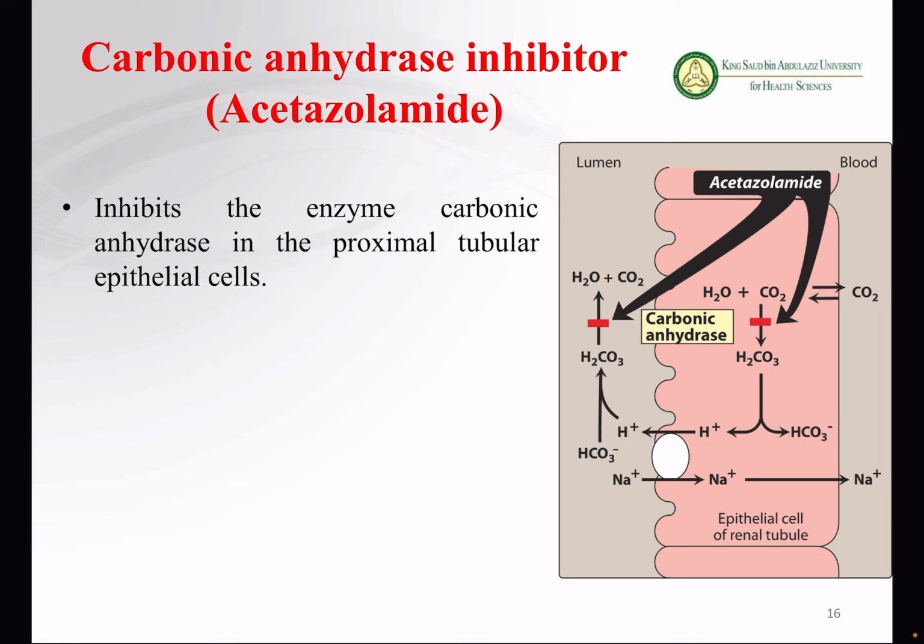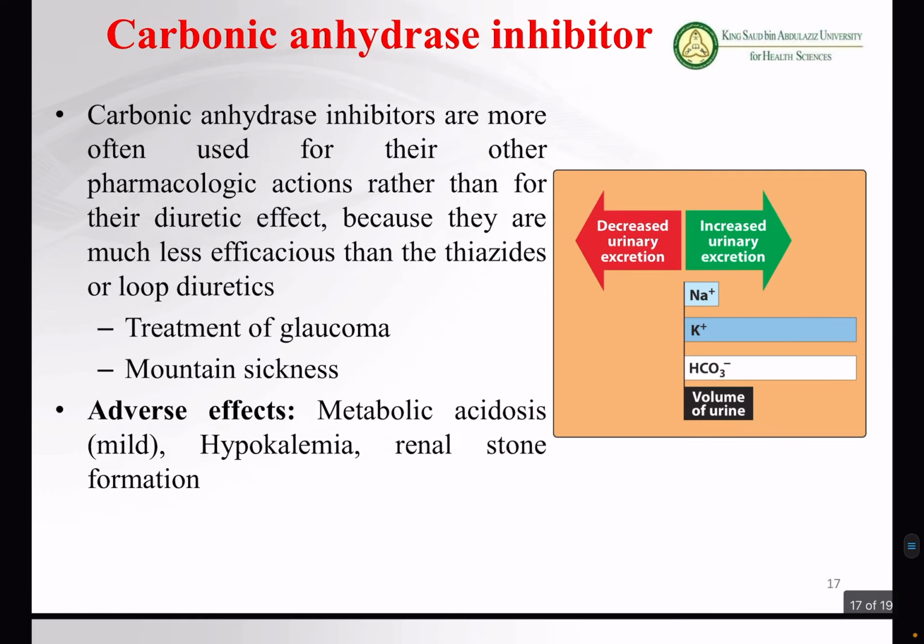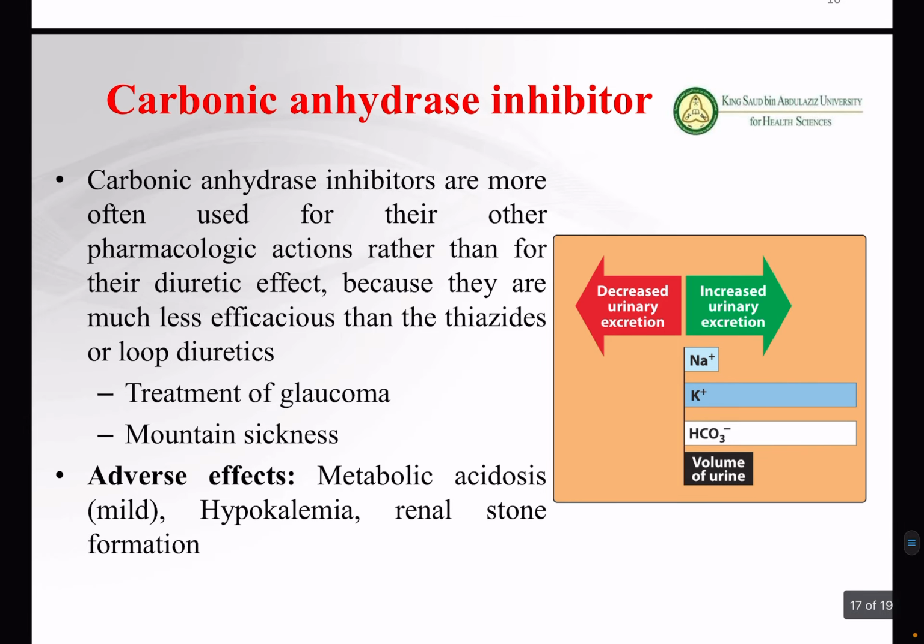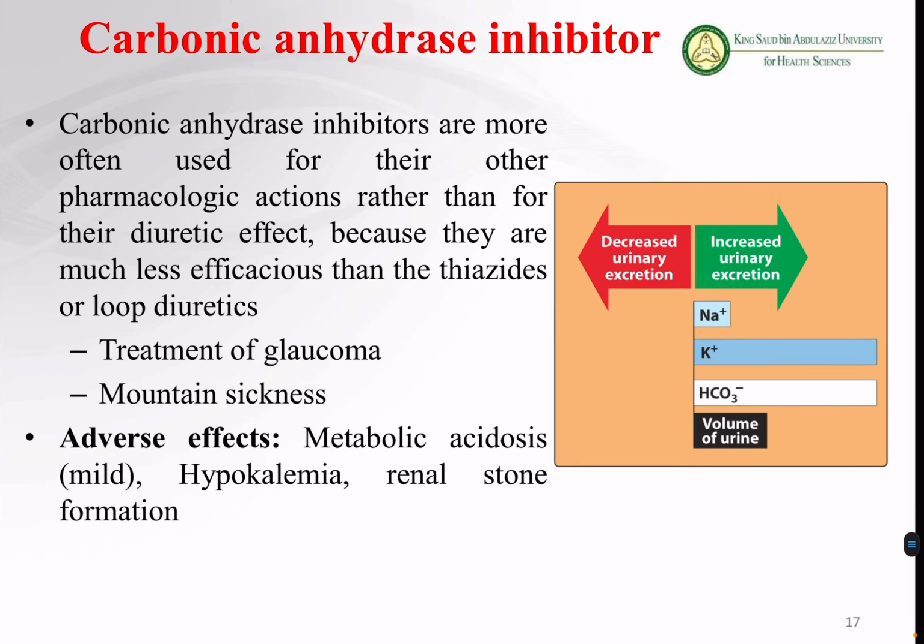Because of this carbonic acid, one of the main adverse effects with these drugs is metabolic acidosis. Metabolic acidosis, in simple words, means there is an increase in the amount of acid in the blood. So that is called metabolic acidosis. Okay? So this is the carbonic anhydrase inhibitor. As I told you, we use this drug. You can see the sodium excretion is very low, and the volume of the urine is also low.